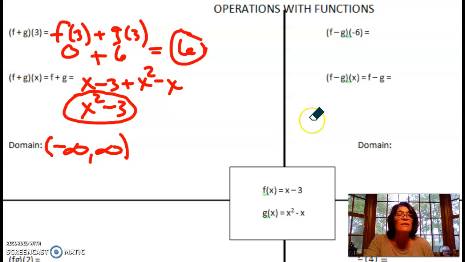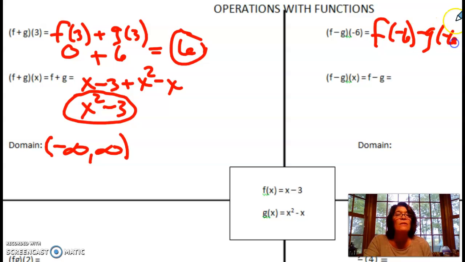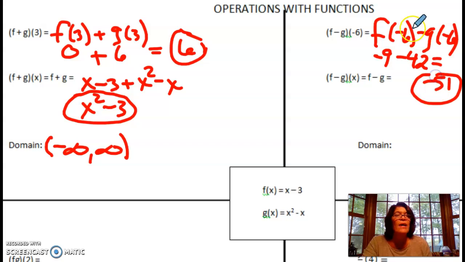f minus g of negative 6, same type thing here. I'm going to take f of negative 6 and subtract what I get when I take g of negative 6. f of negative 6 is negative 9. Negative 6 minus 3. g of negative 6 is 36 minus negative 6. That'd be 36 plus 6, right? So what's that, 42? So we have negative 51 for f minus g of negative 6.